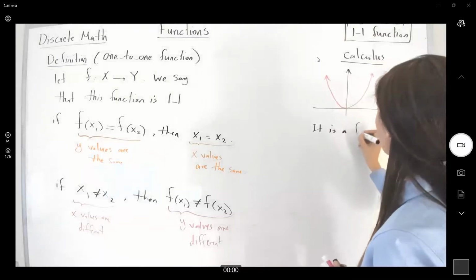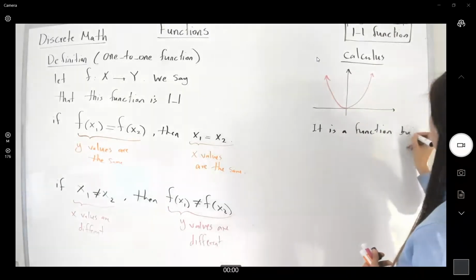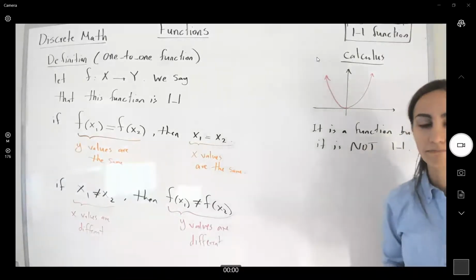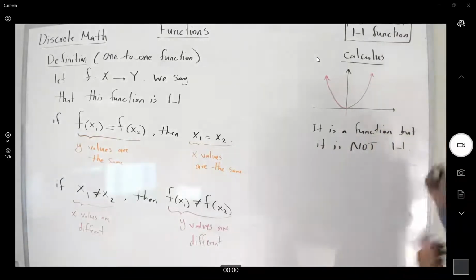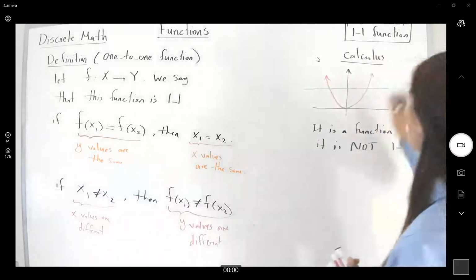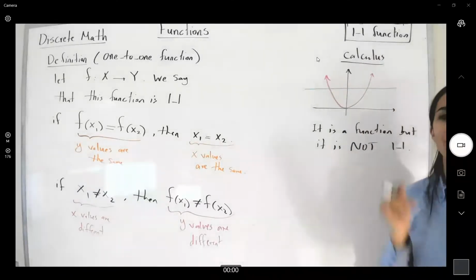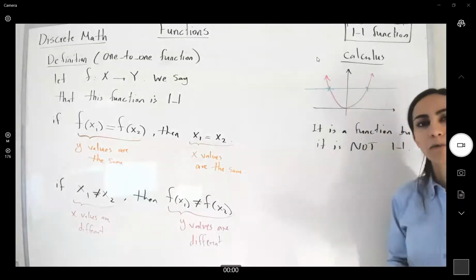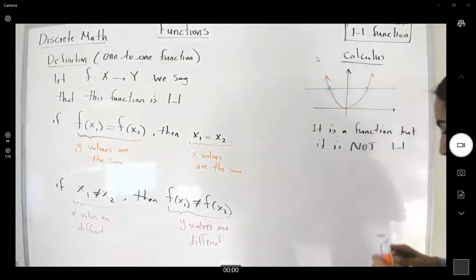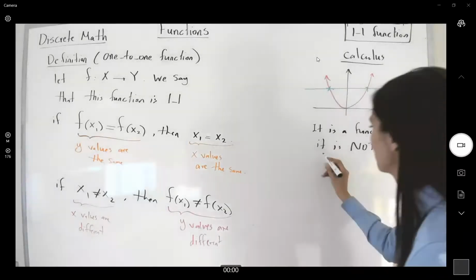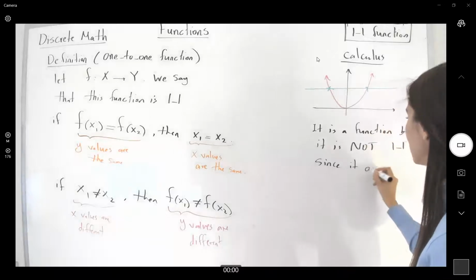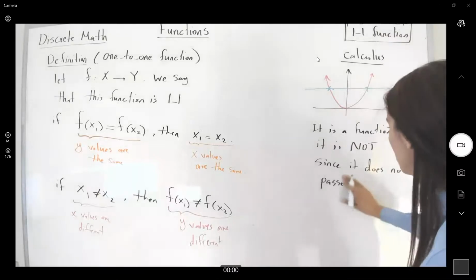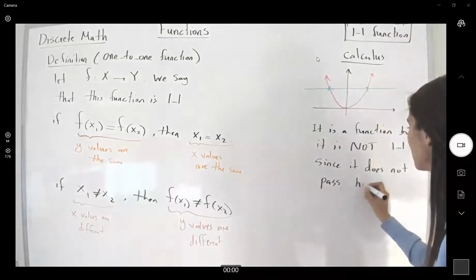It is a function, but it is not one-to-one. Why is that? Because it doesn't pass the horizontal line test. The horizontal line test says that any horizontal line cannot have more than one intersection with the graph. But a horizontal line here has more than one intersection with the graph, since it does not pass the horizontal line test.